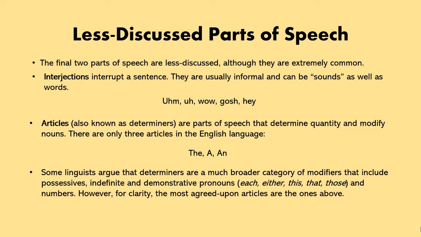Articles, also known as determiners, determine quantity and modify nouns. There are only 3 articles in the English language, and these include the, a, and an. Some linguists argue that determiners are a much broader category of modifiers that include indefinite and demonstrated pronouns and numbers. However, for clarity, the most agreed upon articles are the ones above.